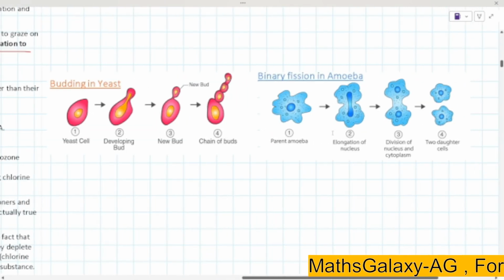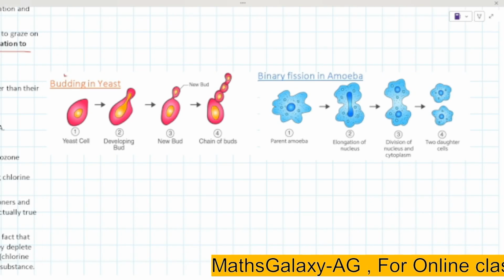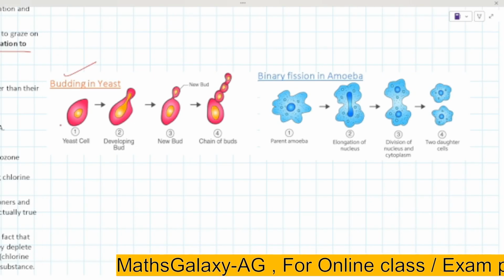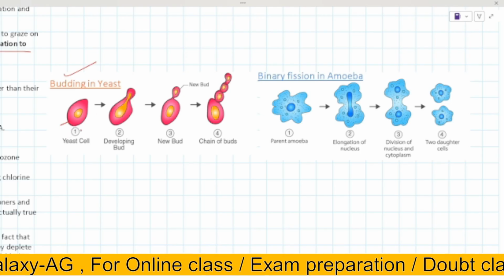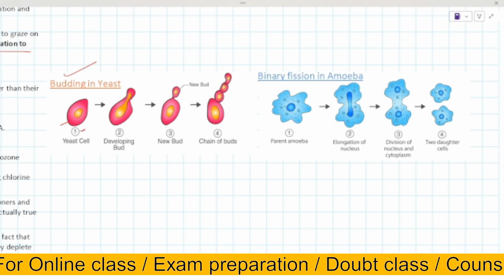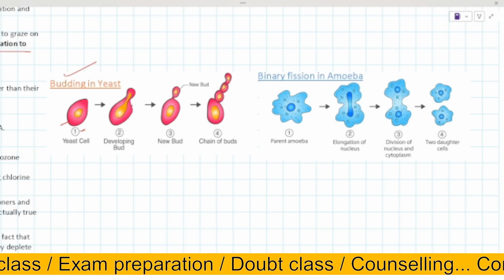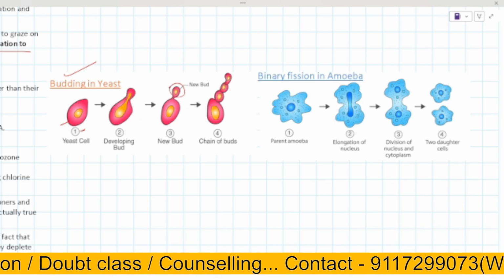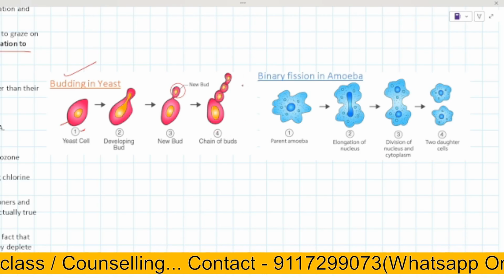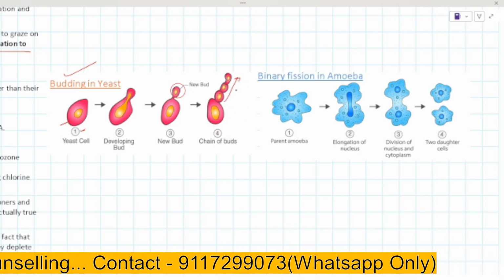Now let's see their diagram. As you can see here, budding in yeast, right? This is a yeast cell developing a bud. The first one is the parental cell. Here is the developing of the bud. This is the new bud, and the chain of buds. So it continues like this.